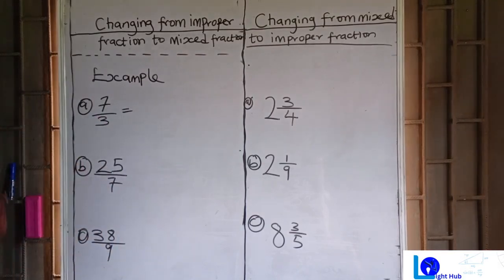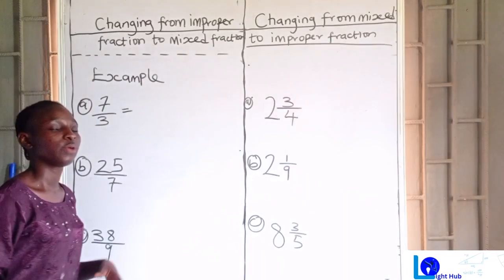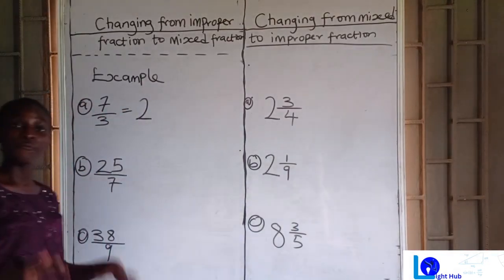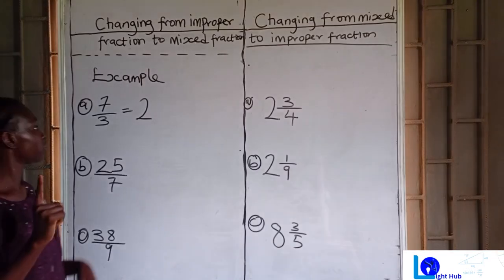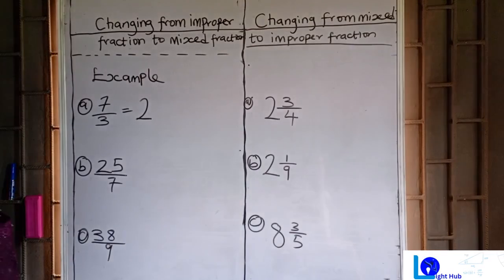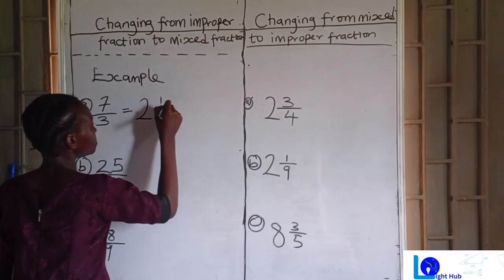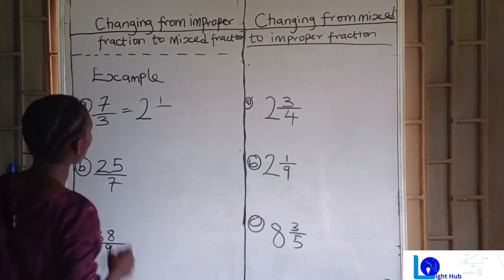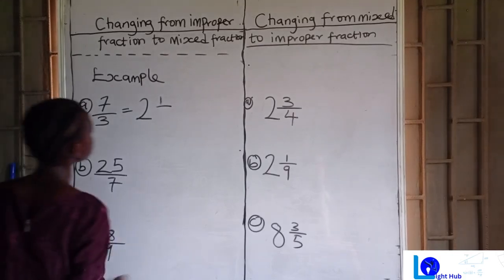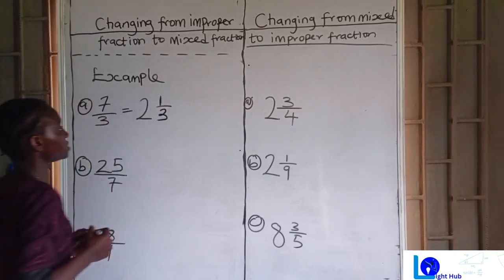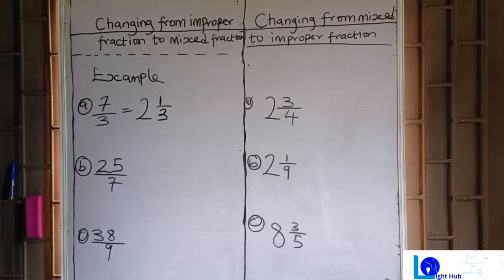So let's use this. 7 divided by 3, we have 2. 7 divided by 3 is 2, remainder 1. So that one that we have, the remainder, will be our numerator, while 3 still remains the denominator. So our answer is 2 whole number 1 over 3. I'll move to the second example if you don't get it.